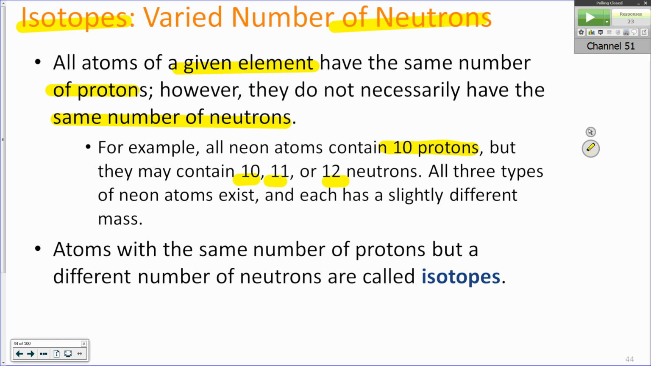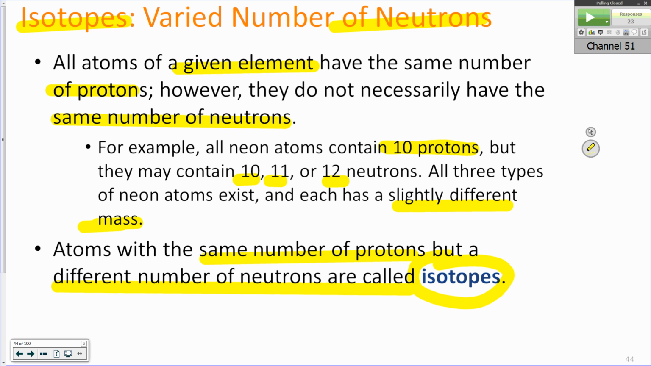And because neutrons have significant mass associated with them, they have slightly different mass. So we know that a neutron weighs about what a proton weighs. It's the electrons that are the little flyweight guys. So if I vary the number of neutrons, it changes the mass significantly. So atoms that have the same number of protons but vary in the number of neutrons are what we call isotopes. Now, how many elements have isotopes? The fact is almost all of them.